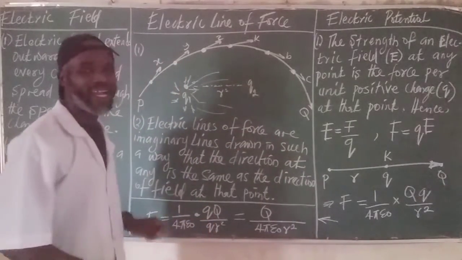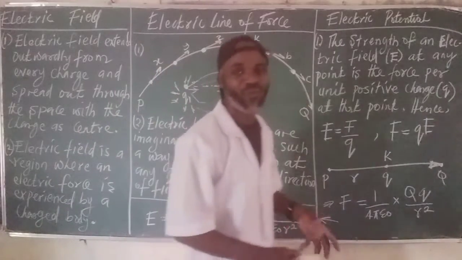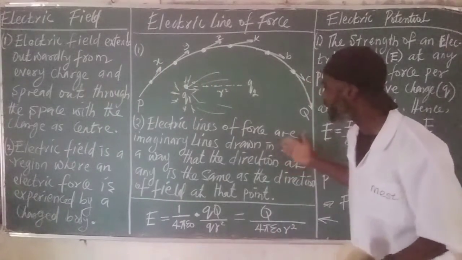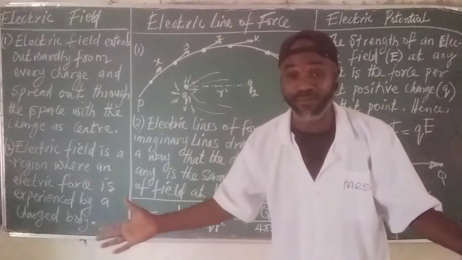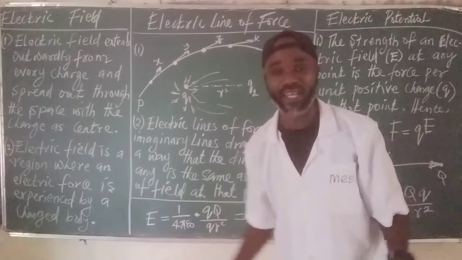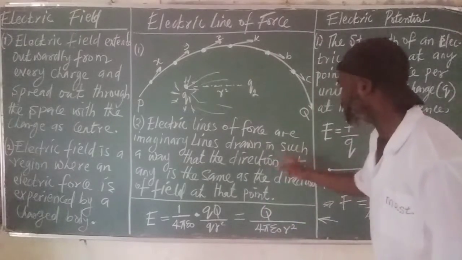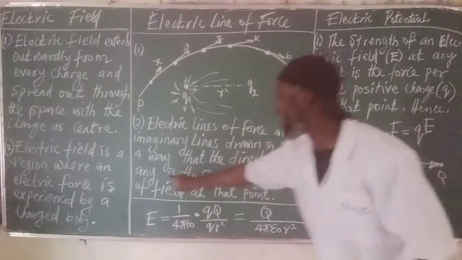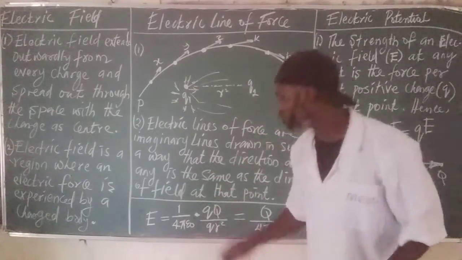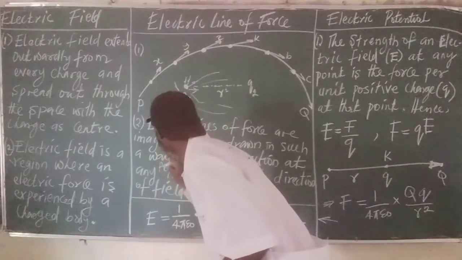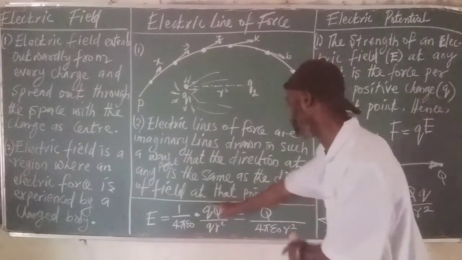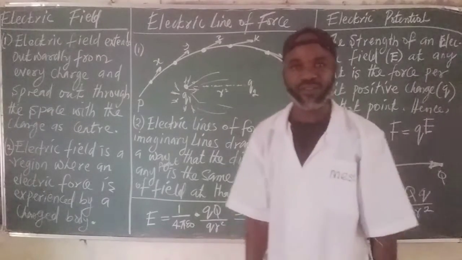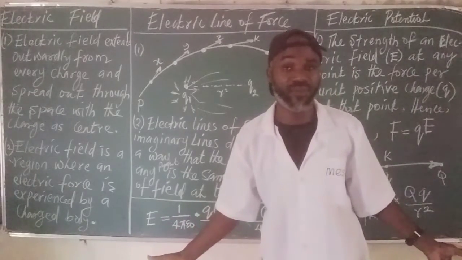So we now define what electric line of force is all about. Electric lines of force are just imaginary lines drawn in such a way that the direction at any point is the same as the direction of the electric field at that point. That's what it means.